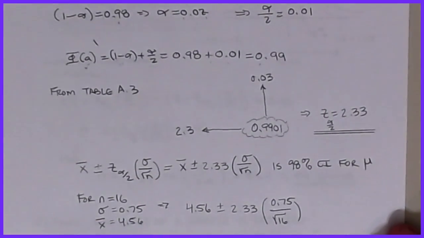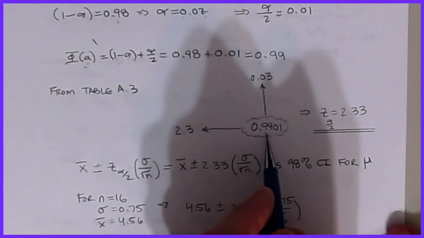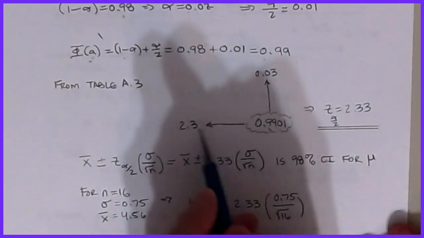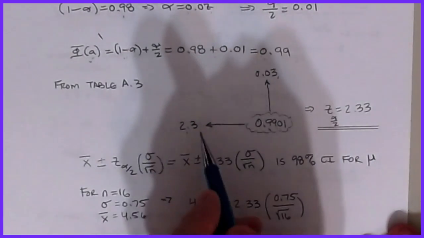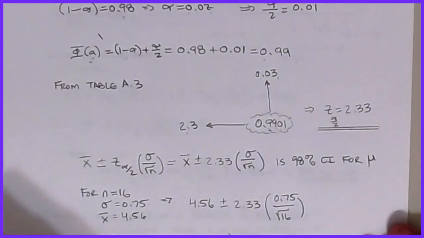Okay, and so as we showed in the table before, all you do is go find the number, and in our table, the closest one is 0.9901. That's close enough. So I'm going to read over, it's going to be 2.3 this way, and I'm going to read up, it's 0.03 there. So my Z statistic for alpha over 2 is 2.33.